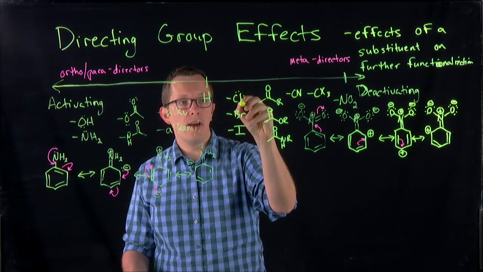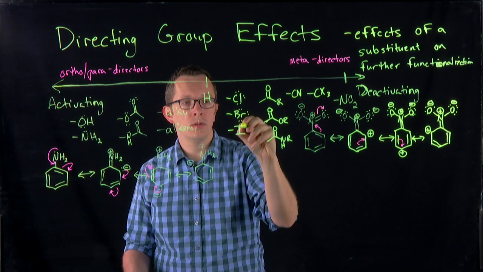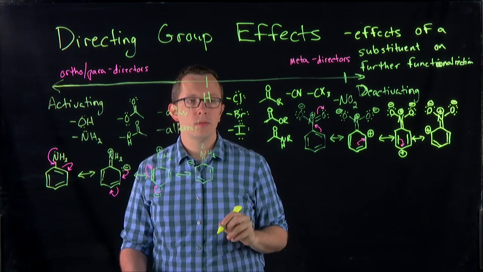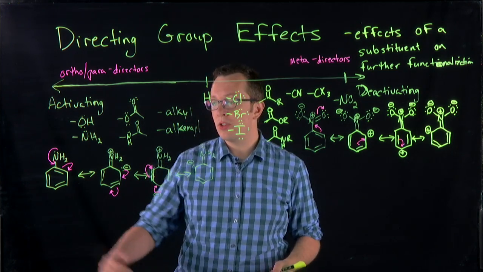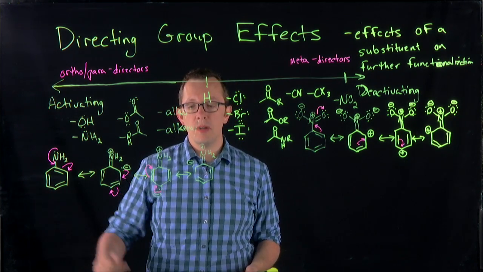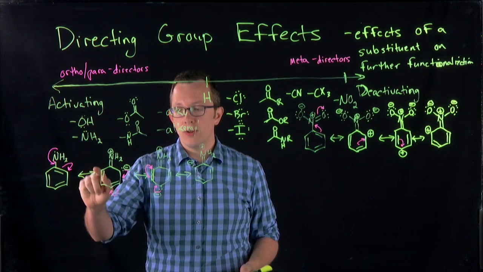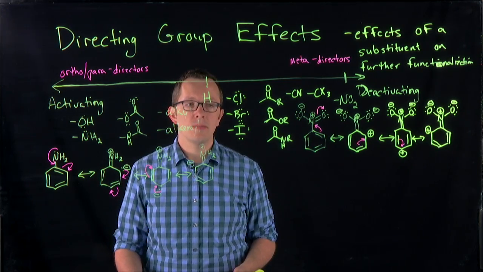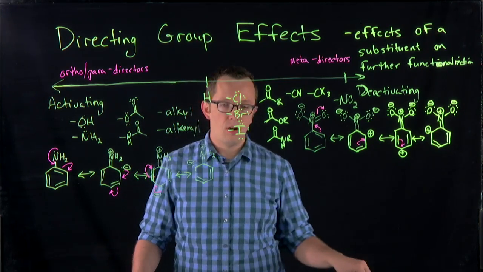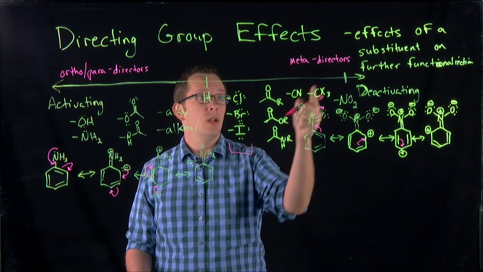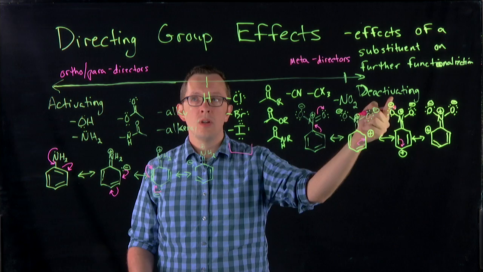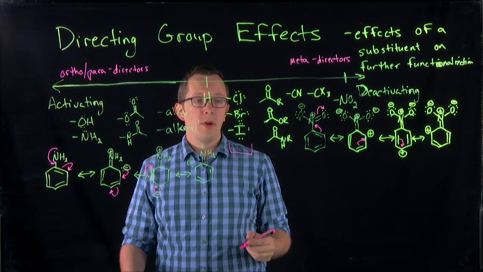However, they all have lone pairs, right? And because they have lone pairs, we can draw resonance structures where we donate the lone pair into the benzene ring and increase electron density at these positions. So halogens are fairly unique. They are on the side of deactivating groups, but they are actually ortho-para directors.